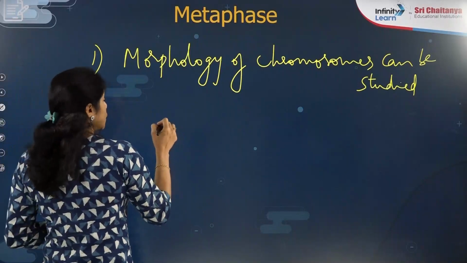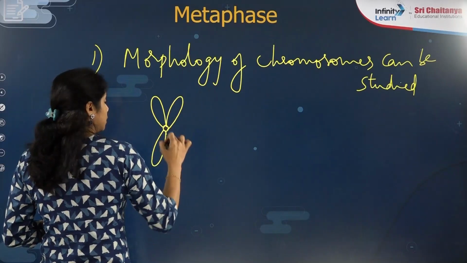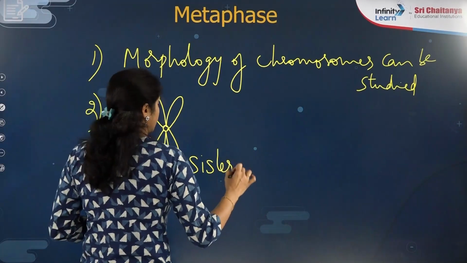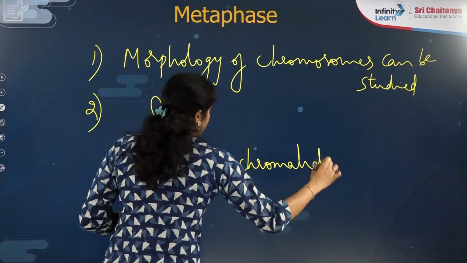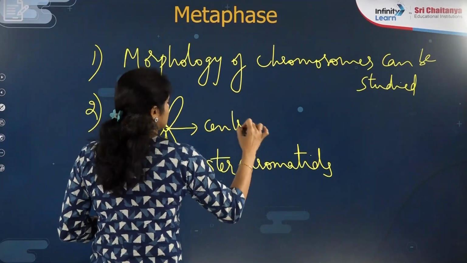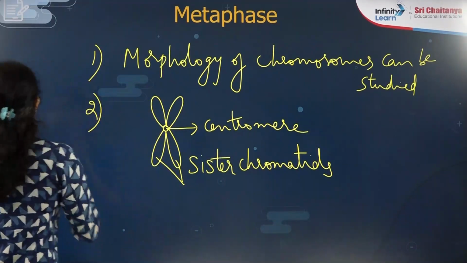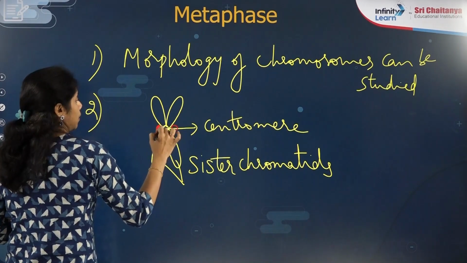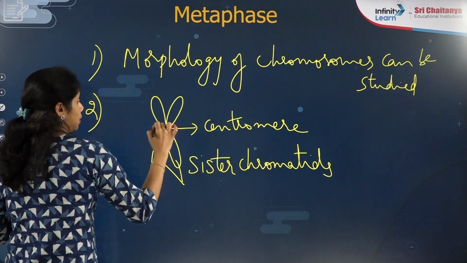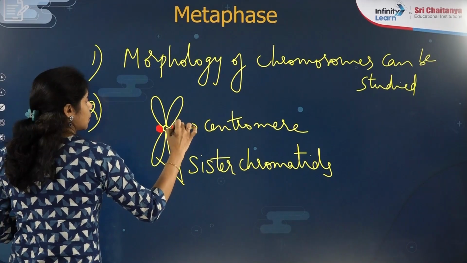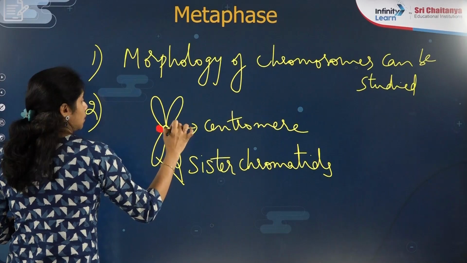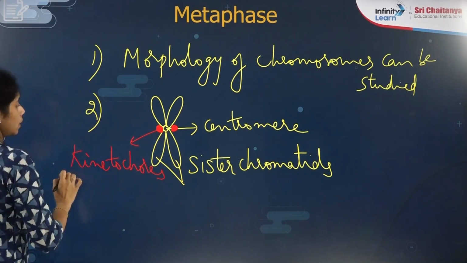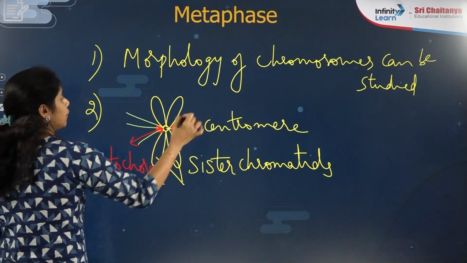Now, each chromosome will be having roughly this type of structure, the metaphase chromosome. And these two are called sister chromatids because they belong to one chromosome only. This is called the centromere. On the centromere, now in metaphase, on both the sides, two disc-shaped structures will be attached, and these are called kinetochores. These kinetochores are meant for the attachment of spindle fibers.